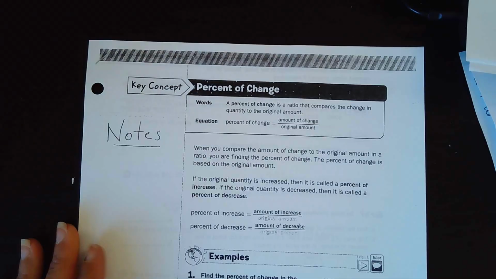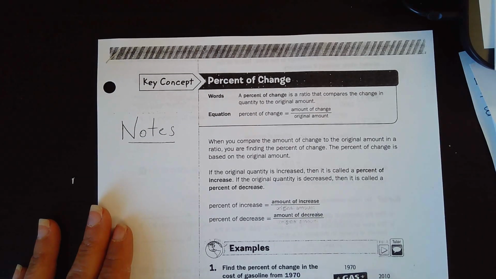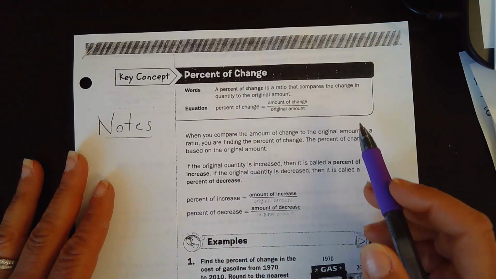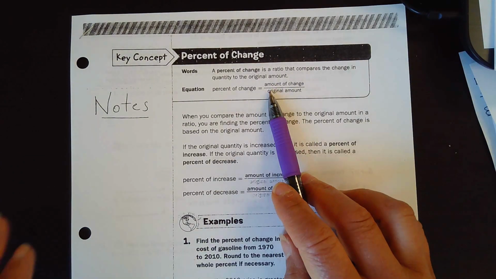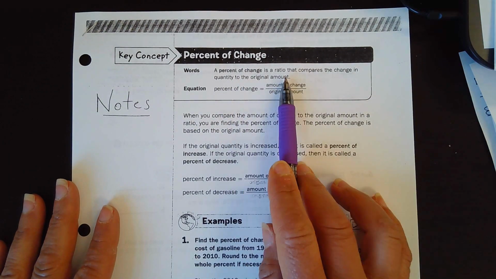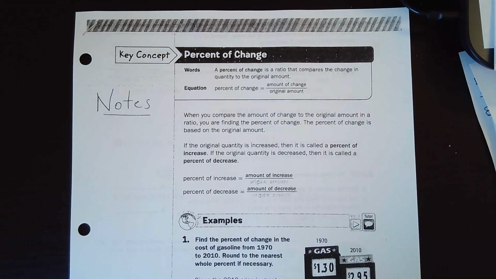All right, let's take a look at your packet, well, it's really just a notes page. Percent of change. There's notes on the board. There's also this packet. A percent of change is a ratio that compares the change in quantity to the original amount. If anyone's going to make a mistake, it's always dividing by the original amount, okay? It's not whichever number you choose, it's the first number listed in the problem.